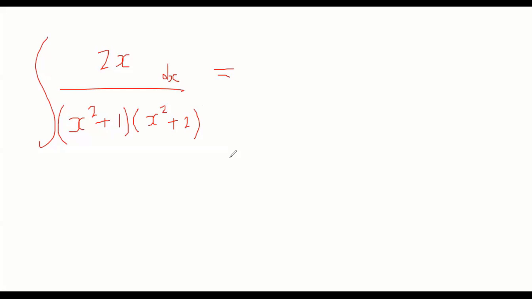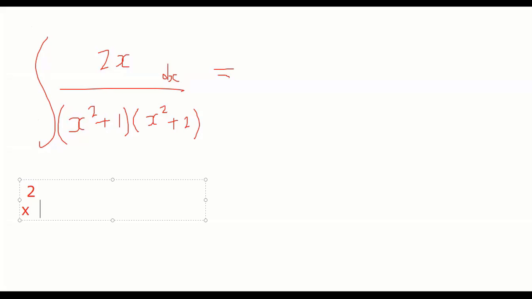I'll give you one more idea, guys. One thing is we can put this into the form of x square plus 1, right? So you can put Ax plus B by x square plus 1 plus Cx plus D by x square plus 2, right everybody? We can always do that. But I'll give you another thing also. You can do that. It's your choice. What if we put it like this?